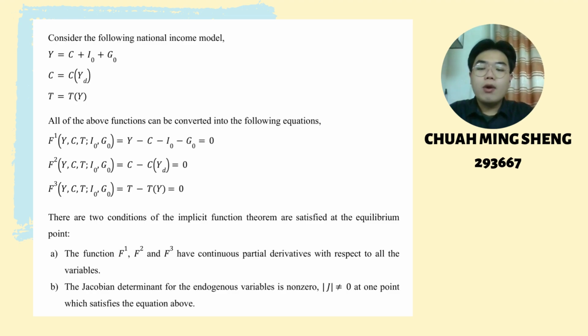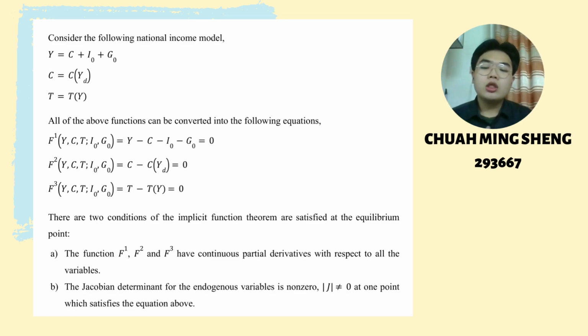All of the above functions can be converted into the following equations. F1 is Y - C - I0 - G0 = 0. F2 is C - C(Yd) = 0. F3 is T - T(Y) = 0.